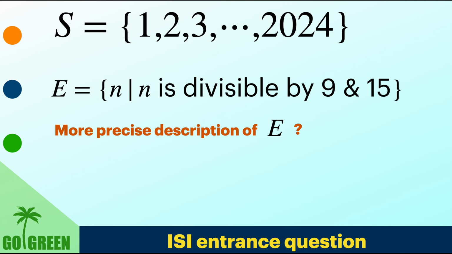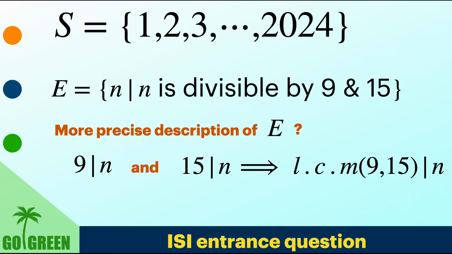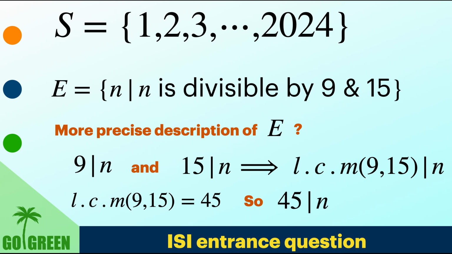But we will not do that, and there is a very easy, or easier, way of doing it. Can we give a precise description of this E, or can we precisely say which numbers are divisible by both 9 and 15? Well, if the number is divisible by 9, that is, 9 divides n, and 15 also divides n, this implies that the LCM of the numbers 9 and 15 should also divide n, fine. But what is the LCM of 9 and 15? One can check very easily that the LCM of 9 and 15 is just 45. So therefore 45 divides n.